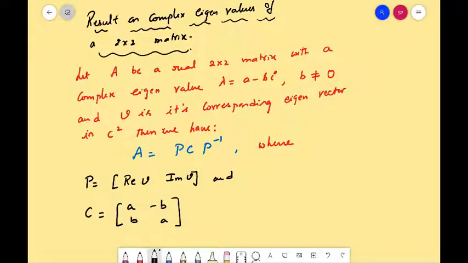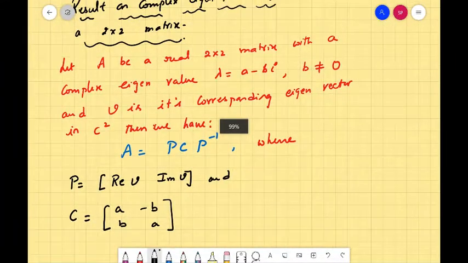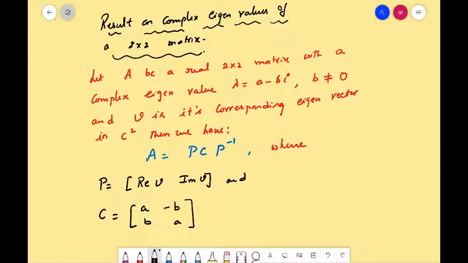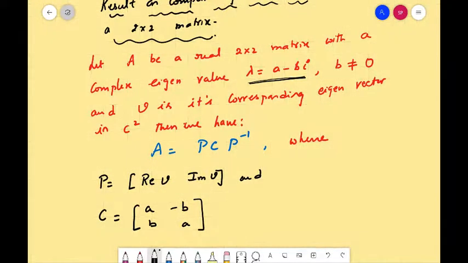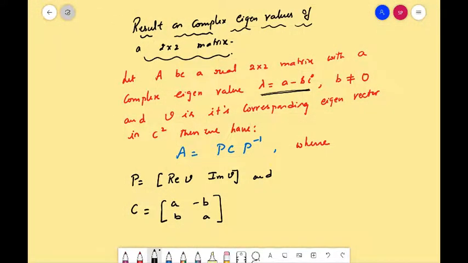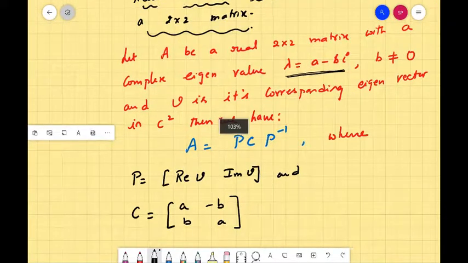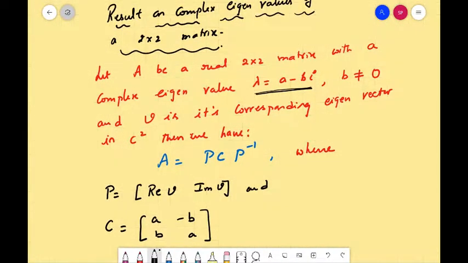Now we'll go through a result on complex eigenvalues of a 2 by 2 matrix. Let A be a real 2 by 2 matrix with a complex eigenvalue in the form lambda is equal to a minus bi. This format you have to remember. b is not equal to 0, and v is its corresponding eigenvector in C2. Then A is equal to PCP inverse, where P is a matrix whose first column is the real part of v and the second column is the imaginary part of v.